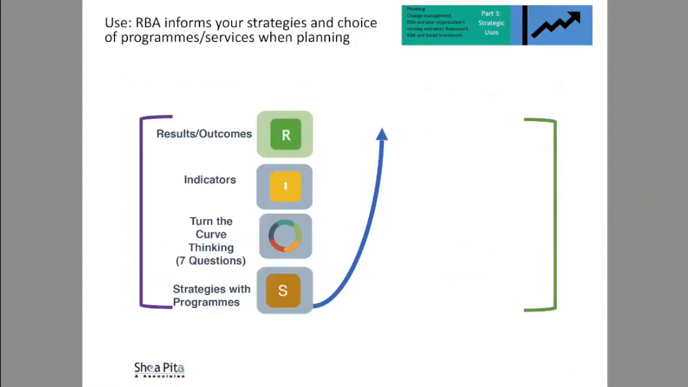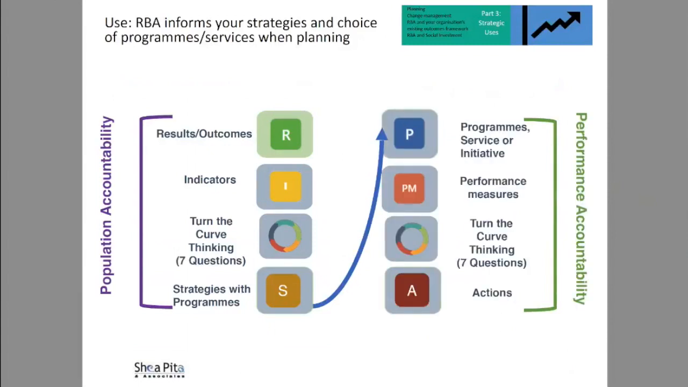Once you've understood your strategies, which have associated programs, then what you do is you look at the business side of your organisation. So again, that's where we look at the performance accountability piece. We look at our programs, our performance measures, we apply our turn the curve thinking, 7 questions, and then we get our actions. So this slide is another way of showing the logic between population and performance, and how RBA can inform your strategy and your choice of programs when delivering.